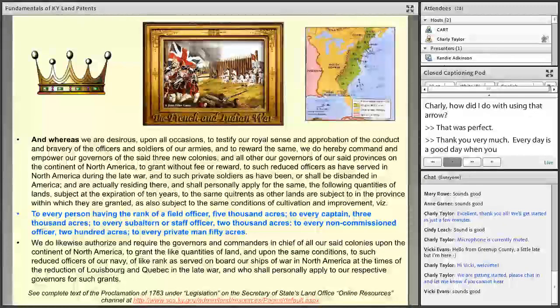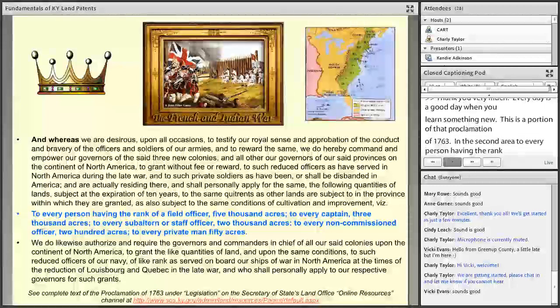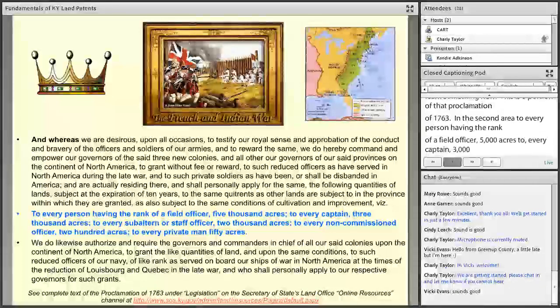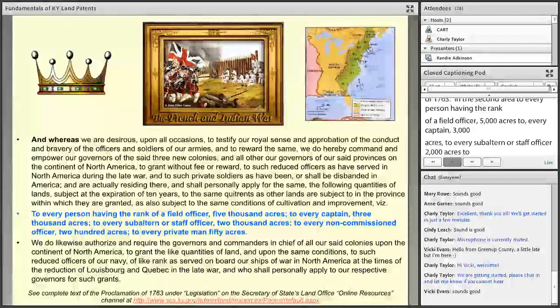This is a portion of that proclamation of 1763. In the second area, to every person having the rank of a field officer, 5,000 acres, to every captain, 3,000 acres, to every subaltern or staff officer, 2,000 acres, and to every non-commissioned officer, 200 acres, to every private man, 50 acres.